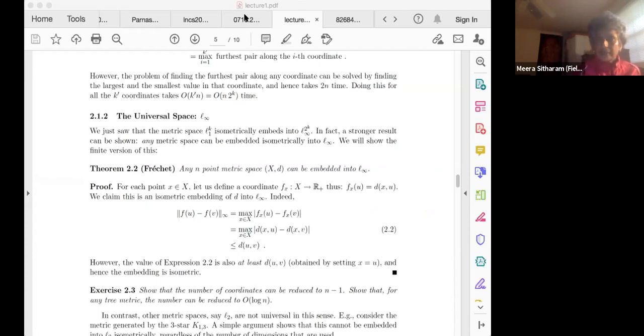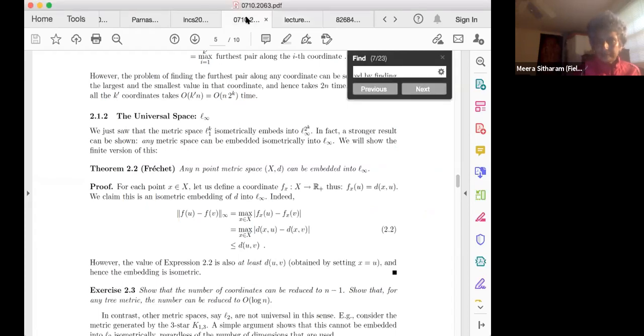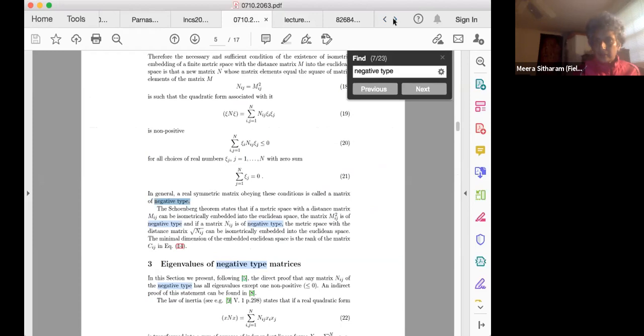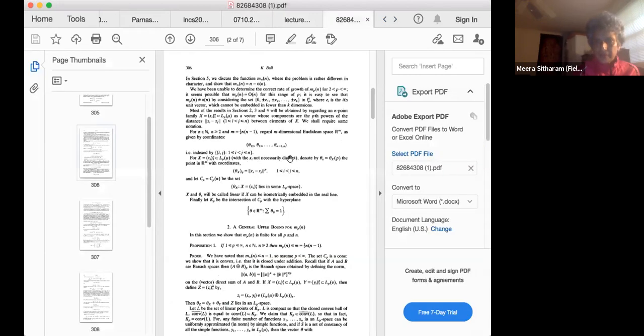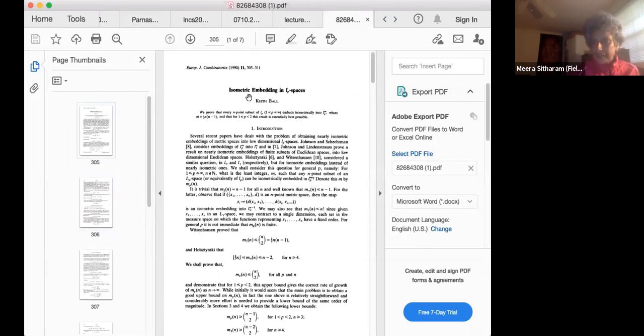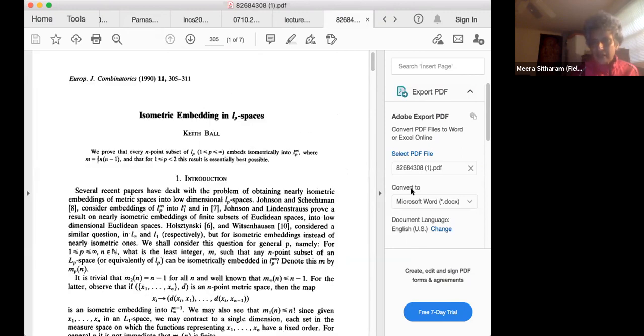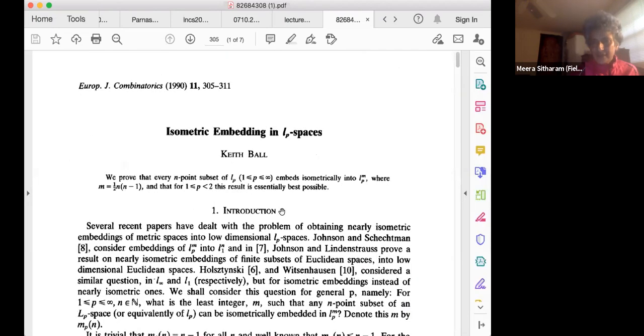Okay, and there's another paper by Ball. Where is this? This is Ball's paper. It's a classic paper by Keith Ball, which actually talks about isometric embedding in LP spaces. It was written only in 1990. It's surprising that so many of these questions were not answered in general LP norms until this time.